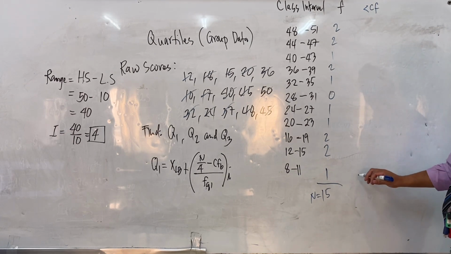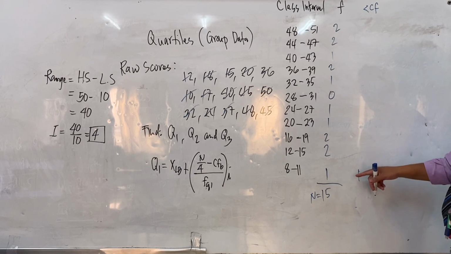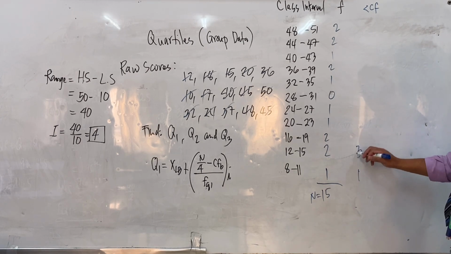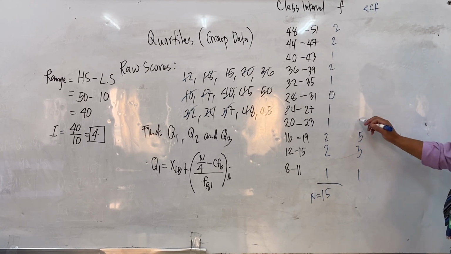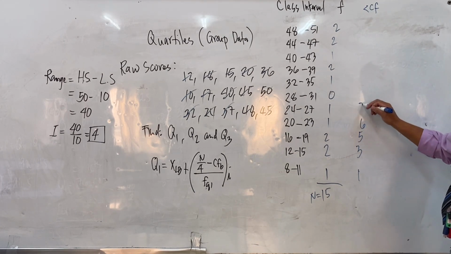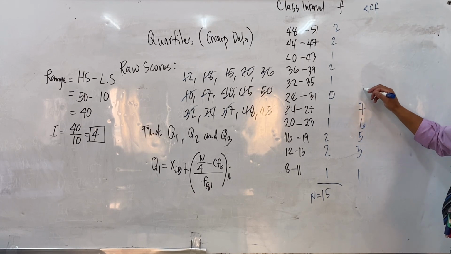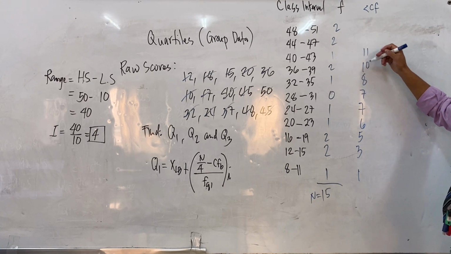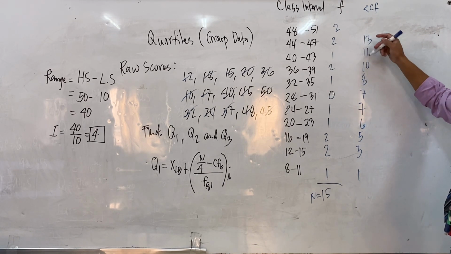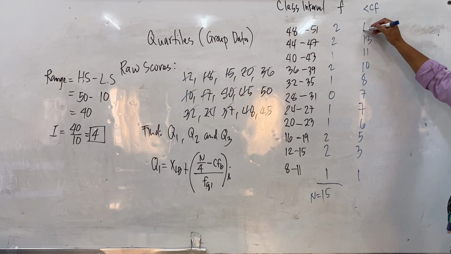So starting here, we have 1. Next, 1 plus 2, we have 3. 3 plus 2, we have 5. 5 plus 1, 6. 6 plus 1, 7. 7 plus 0, 7. Plus 1, 8. 8 plus 2, 10. 10 plus 1, 11. 11 plus 1, 13. 13 plus 2, we have now 15.